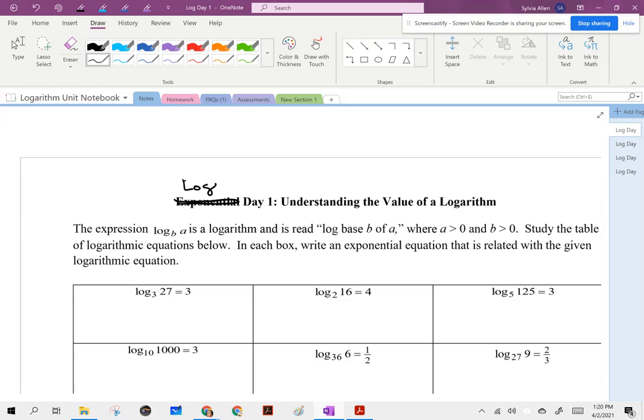So we have this expression that you will see, and it says that a logarithm is read log base b of a, where a is greater than 0, so that's going to mean that it is going to be positive, right? So we've got a is positive and b is also positive. So we're going to have to study the tables below, and then we're going to write an exponential equation that's related to the log equation.